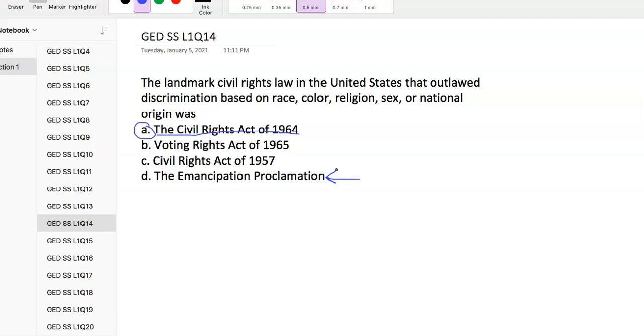The Emancipation Proclamation, that's Abraham Lincoln, like a century before this time. But the Civil Rights Act of 1964 was a landmark civil rights and labor law in the U.S. that outlawed discrimination based on race, color, religion, sex, or national origin. It also prohibited discriminatory application of voter registration requirements, racial segregation in schools, employment, and public accommodations. Okay, so that's the Civil Rights Act of 1964. We would like to be familiar with that one.